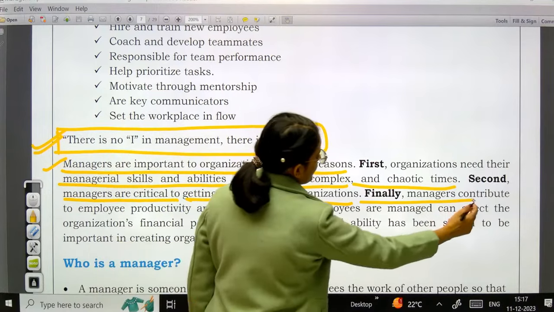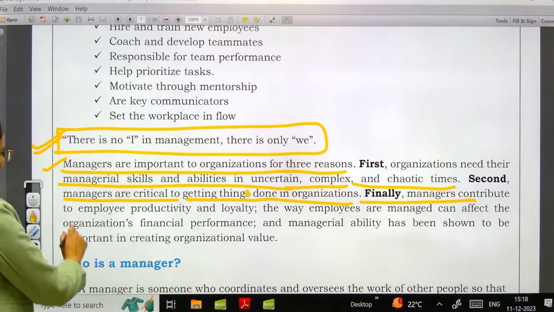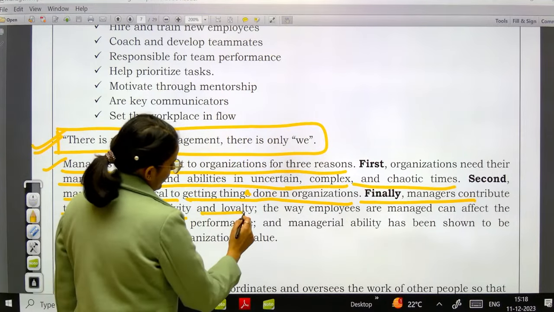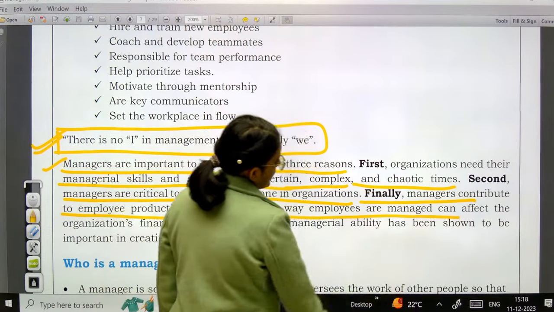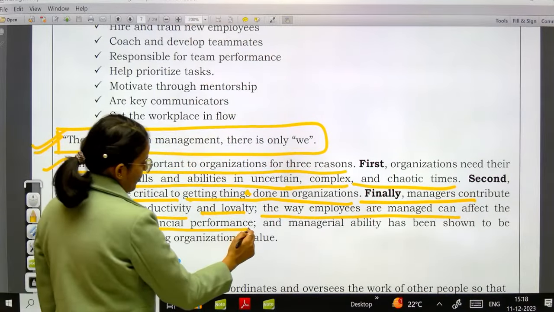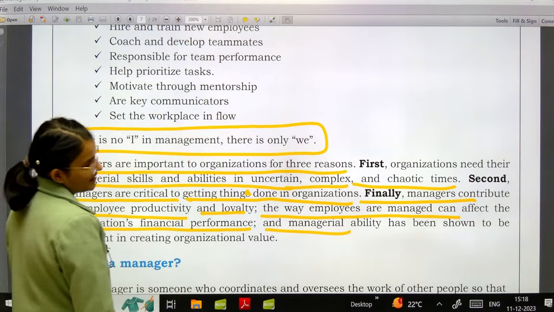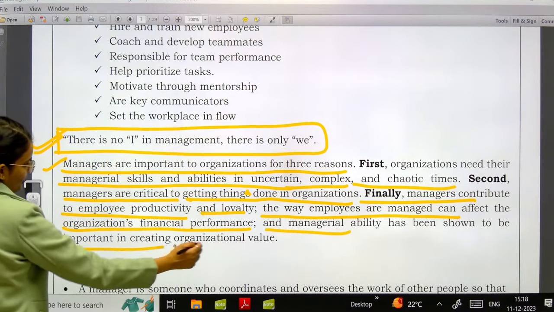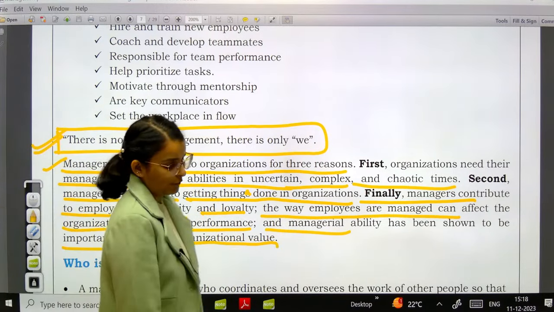And finally, managers contribute to employee productivity and loyalty. The way employees are managed can affect the organization's financial performance, and managerial ability has been shown to be important in creating organization value.